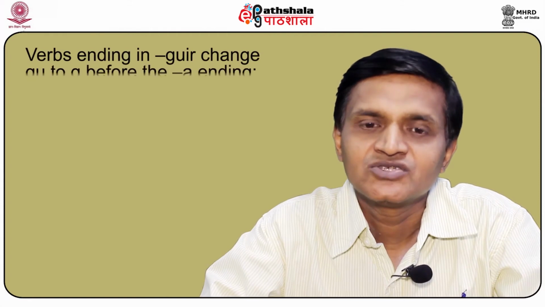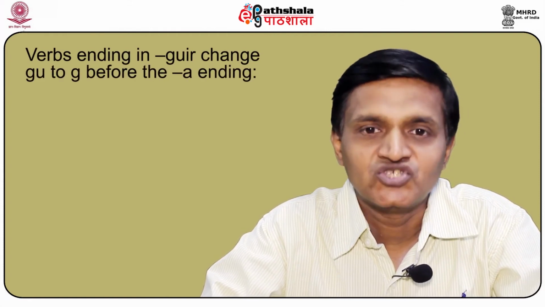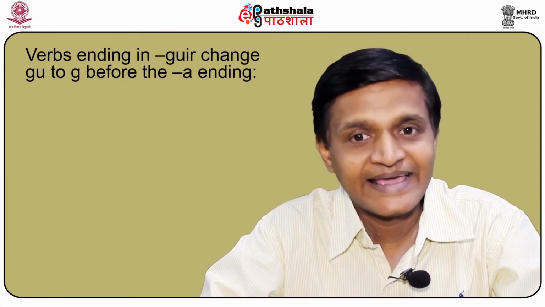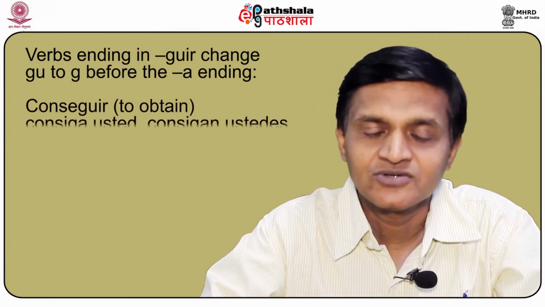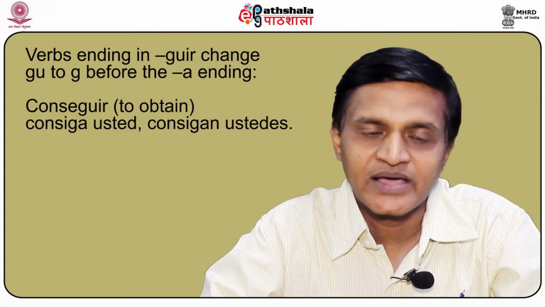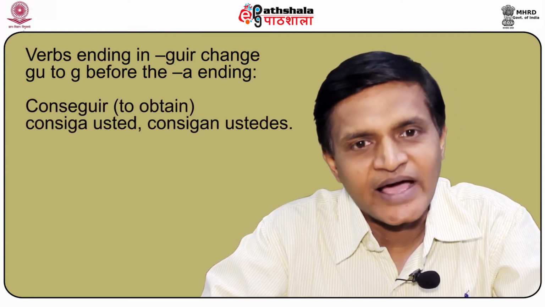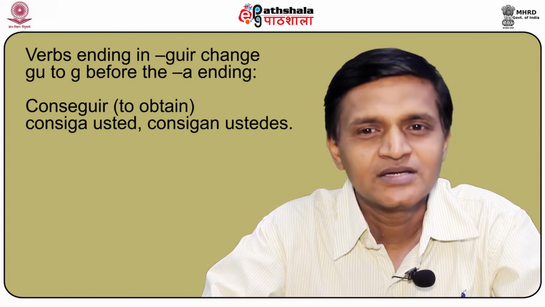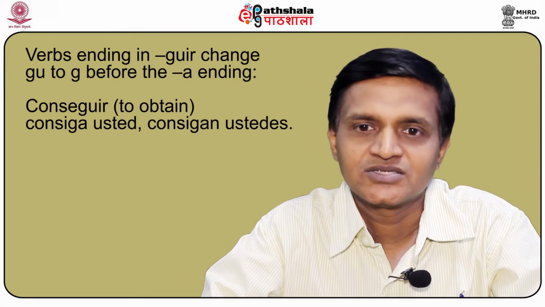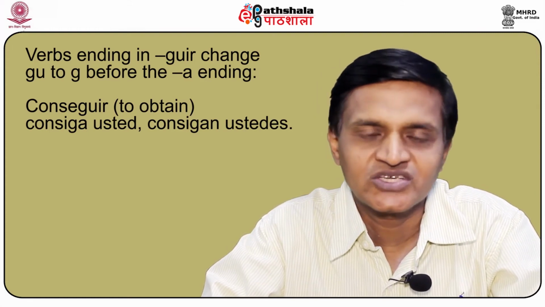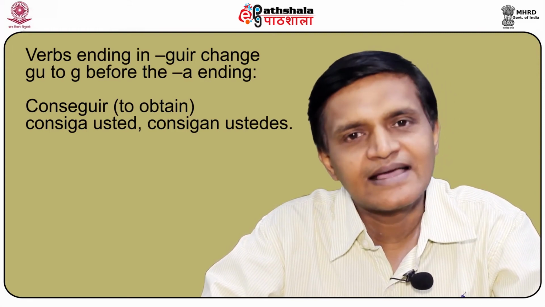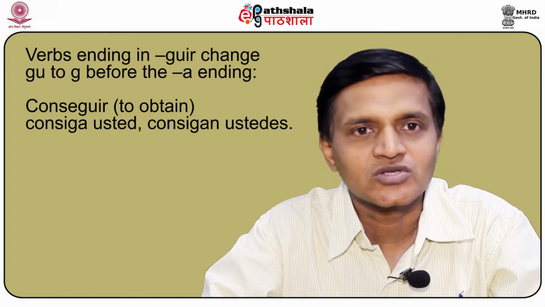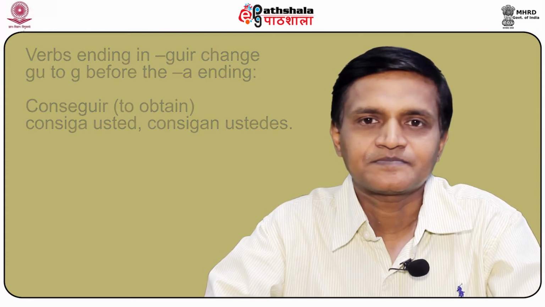Verbs ending in GUIR change GU to G before the A ending. So conseguir, to obtain, with GUIR, changes to consiga, C-O-N-S-I-G-A: consiga usted or consigan ustedes. Conseguir changes to consiga or consigan ustedes.